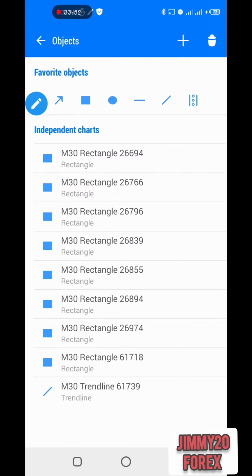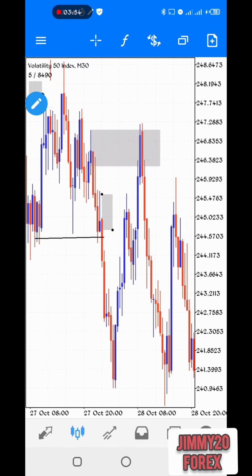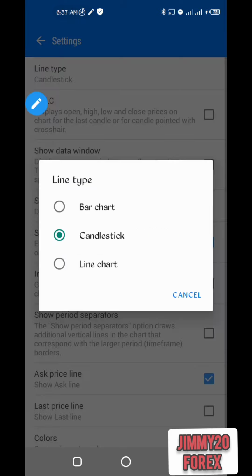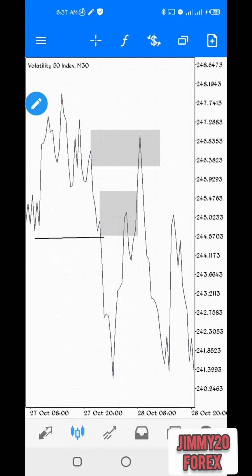Again, you can see another supply area at this point. This one is a drop, base, drop, and when you put on your line chart, you can see it clearly. Let me put on a line chart so that you can see. You can see this one is a base.